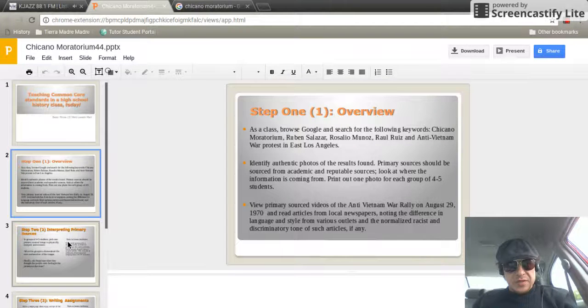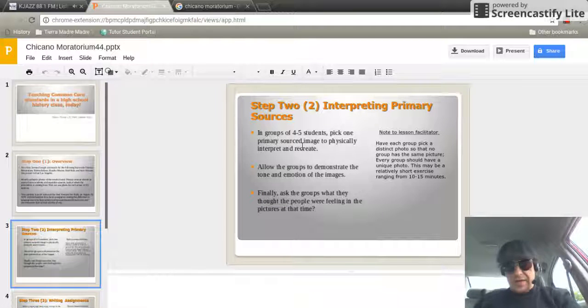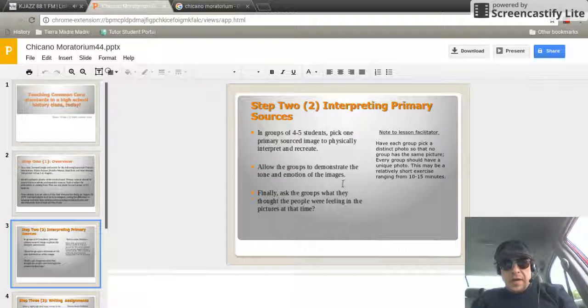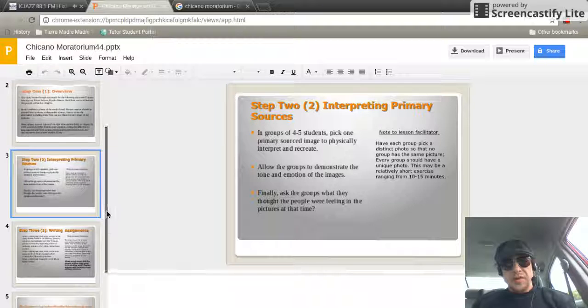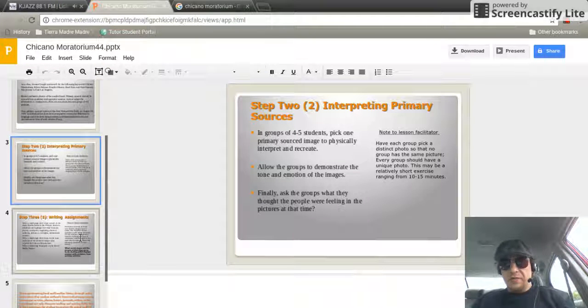Now that they have their images, we go to step two, interpreting the primary sources. As they get into their 4 to 5 student groups, they'll have an individual primary source image to interpret for 10 to 15 minutes. And they should be able to argue in their own ways what they feel and why they feel the way they do. What was it that caused them to believe what their argument was? In essence, trying to get an understanding of what the past was like and the very complicated nature of it.